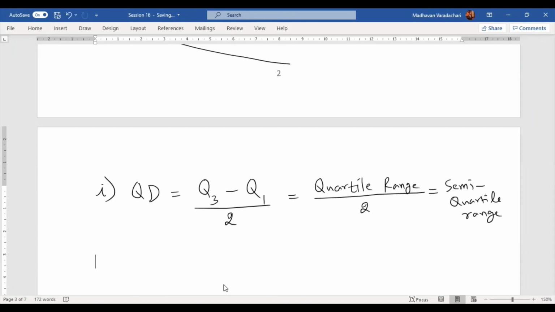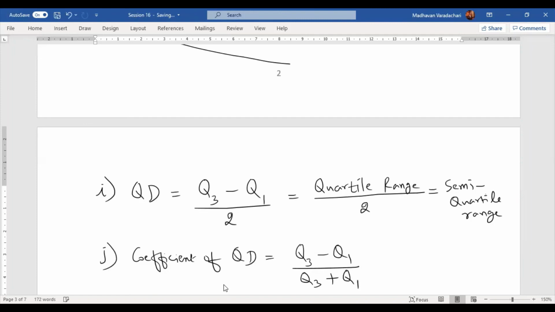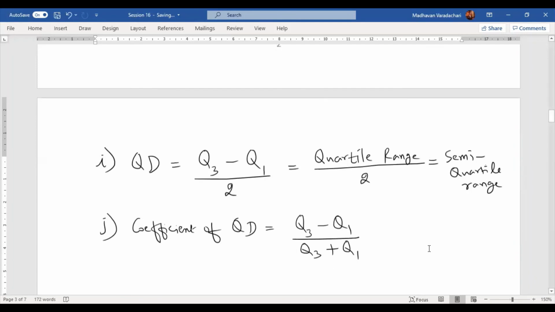Then the next one, coefficient of quartile deviation. That can be calculated as Q3 minus Q1 divided by Q3 plus Q1. It is very similar to coefficient of range where you wrote H minus L by H plus L. Here also you are writing Q3 minus Q1 divided by Q3 plus Q1. So these are the various measures of dispersion.